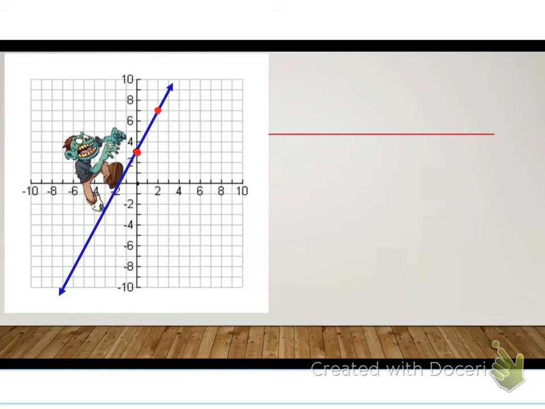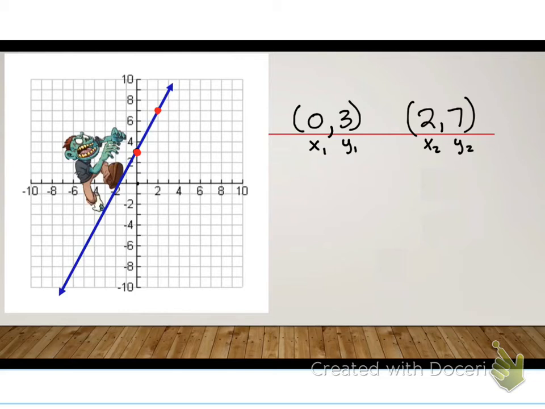So let's write our ordered pairs. The first ordered pair is going to be 0, 3, and our second ordered pair is going to be 2, 7. It doesn't really matter which one you put in first, as long as you put them with the correct name, you should be okay. I'm going to label this x1, y1, because it's the first one, and then 2, 7 is going to be x2, y2. If you decided to do 2, 7 first, that could be your x1, y1. It doesn't really matter.